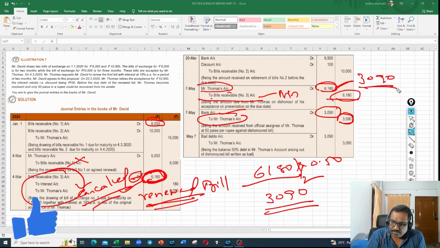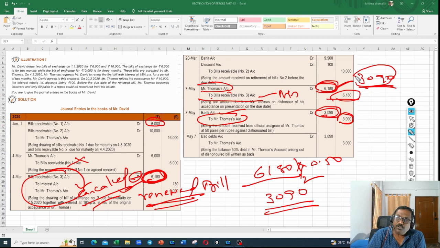Please note this point. We debited Thomas with 6,180. What does it mean? Thomas is supposed to pay 6,180 rupees to us. Out of which how much did he pay? He paid 3,090. How much is he yet to pay? He is yet to pay 3,090. Is he going to pay? No, he is not going to pay. Why? He became insolvent, so he will not be in a position to pay. So this 3,090 is not going to be paid. We need to treat that 3,090 rupees as bad debt. We are not going to receive it at all.